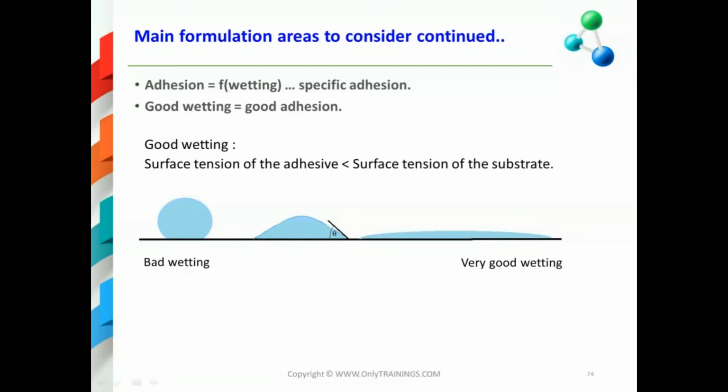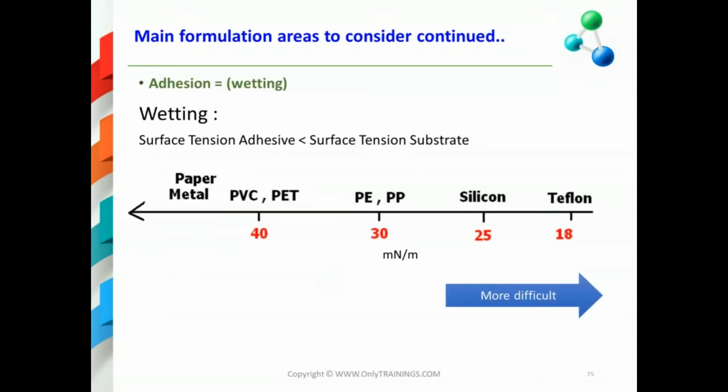And adhesion is also wetting, specific adhesion. If you have a good wetting, you have good adhesion. Good wetting can happen only if the surface tension of the adhesive is lower than the surface tension of the substrate. And you have seen also that some of these silane coupling agents have a low surface tension, so that might help as well. And you see the surface tensions of the different materials are different. Teflon, for instance, has a low surface tension, and PVC has a high surface tension. So it is much easier to have an adhesion on materials with a high surface tension than on a low surface tension.